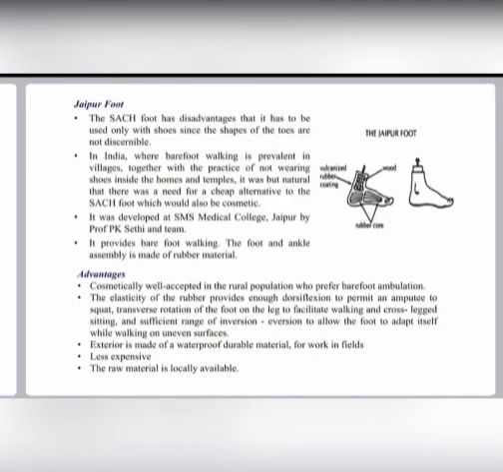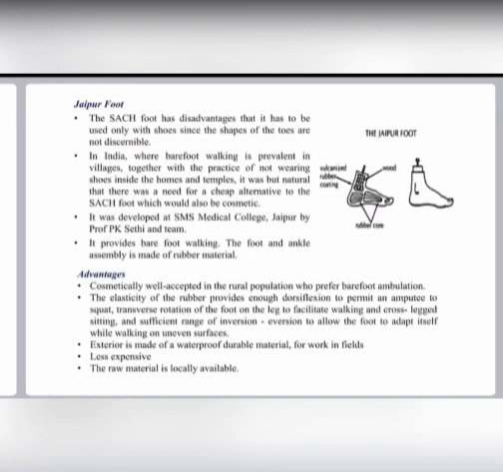Jaipur foot. The SACH foot has the disadvantage that it usually has to be used only with shoes, since the shapes of the toes are not discriminable. In India, where barefoot walking is prevalent in villages, together with the practice of not wearing shoes inside the homes and temples, it was natural that there was a need for a cheap alternative to the SACH foot, which would also be cosmetic. It was developed at SMS Medical College, Jaipur by Prof. P.K. Sethi and team. It provides barefoot walking. The foot and ankle assembly is made of rubber material.